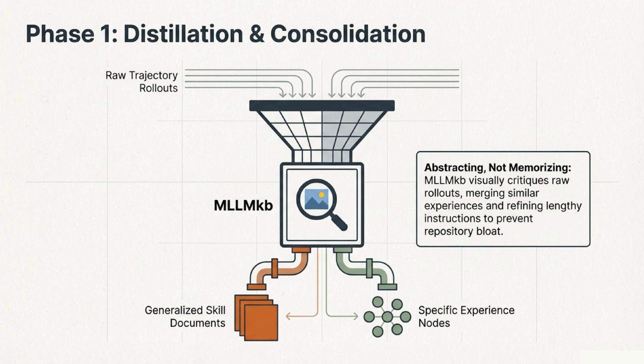The XSKILL framework operates in two main phases, starting with Phase 1, distillation and consolidation. Here, we take raw trajectory rollouts and feed them into our knowledge base model. The key here is that we are abstracting, not just memorizing. The system visually critiques these raw rollouts, merges similar experiences together, and refines lengthy instructions to prevent our memory repository from bloating. This distills the massive amount of data down into separate generalized skill documents and specific experience nodes.